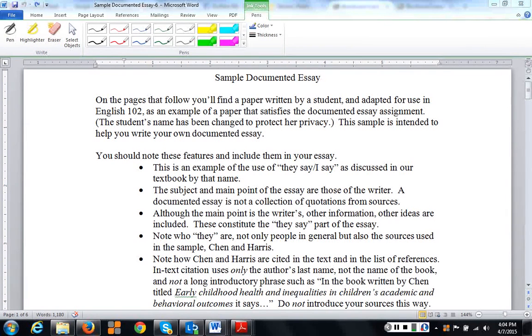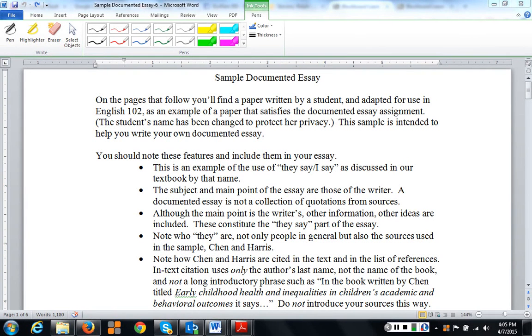Documentation, as you know, means that when you are using outside sources in your writing, you need to document them. And that simply means to say what the source is, meaning you mention it in the text of your paper, and then you give information about where that source came from. And that's called documentation. Now, we've been working on that in English 102, primarily in Workshop 5.